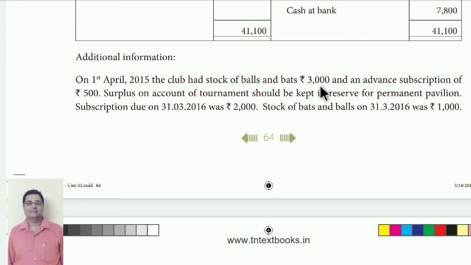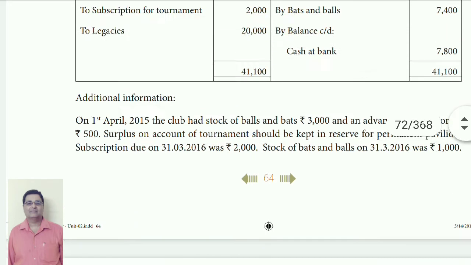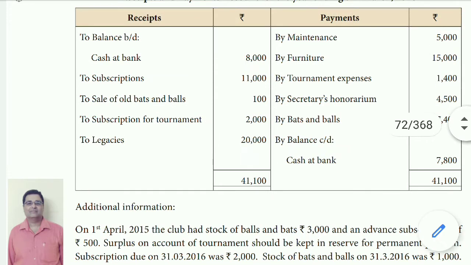So 3,000 over adjustment, and this opening and closing over. Now advance subscription of rupees 500. This advance subscription of 500 rupees, we have to see the subscription 11,000 rupees, which is given in the question. In the receipt side, subscription 11,000 rupees is given. So this subscription, we have to write in the income side. Subscription in income.